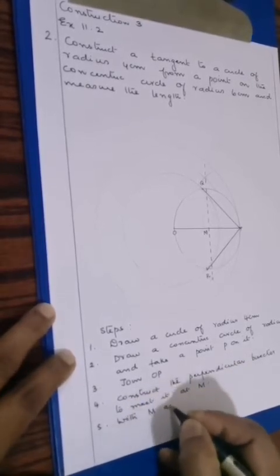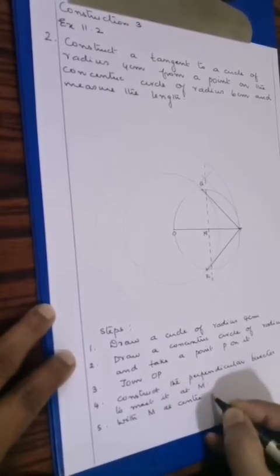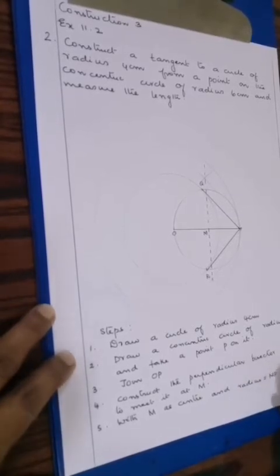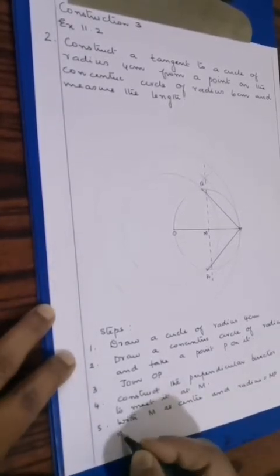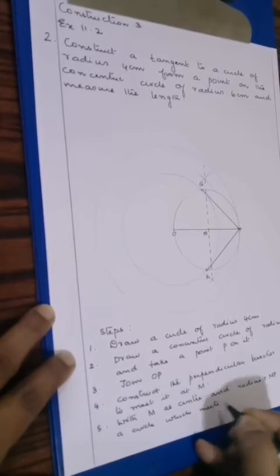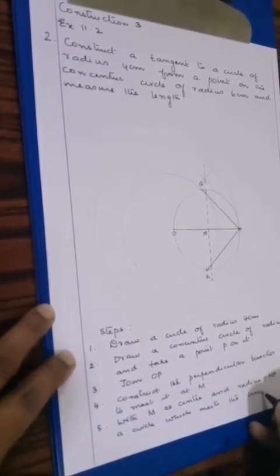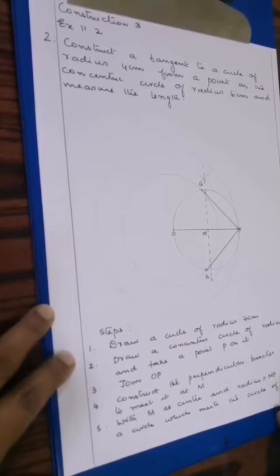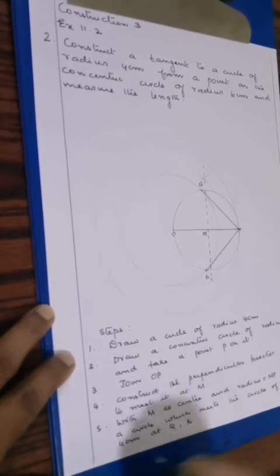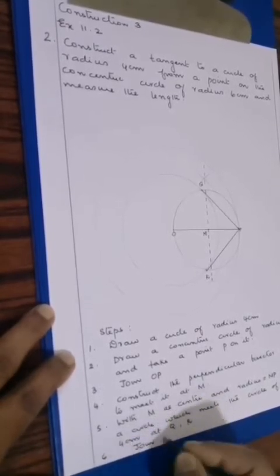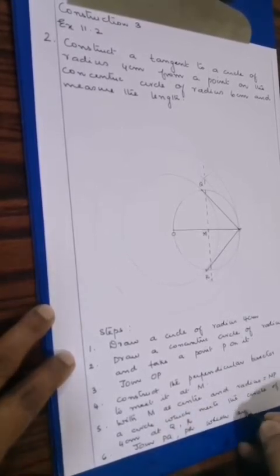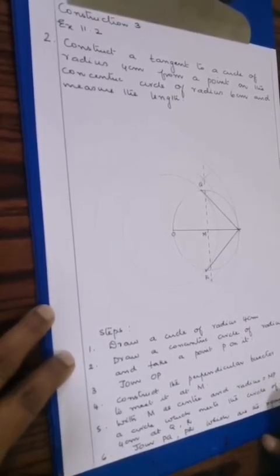Step 5, with M as center and radius equal to MP, draw a circle which meets the circle of radius 4 centimeter at Q and R. Step 6, join PQ, PR, which are the required tangents.